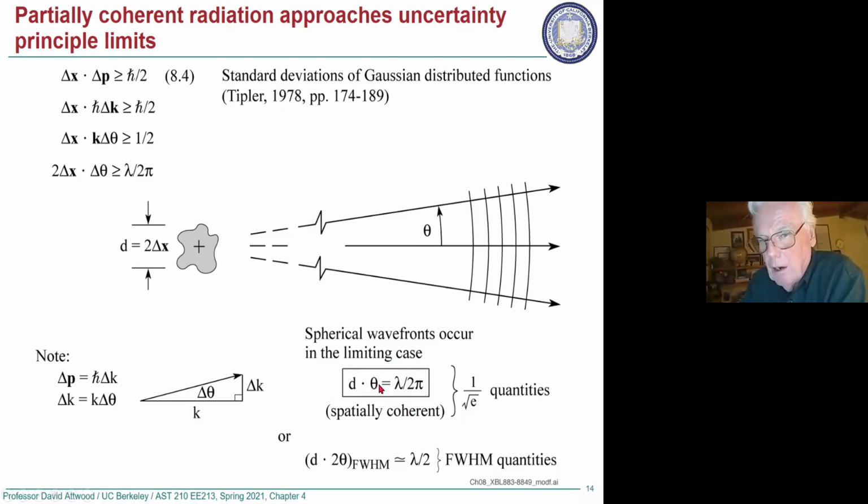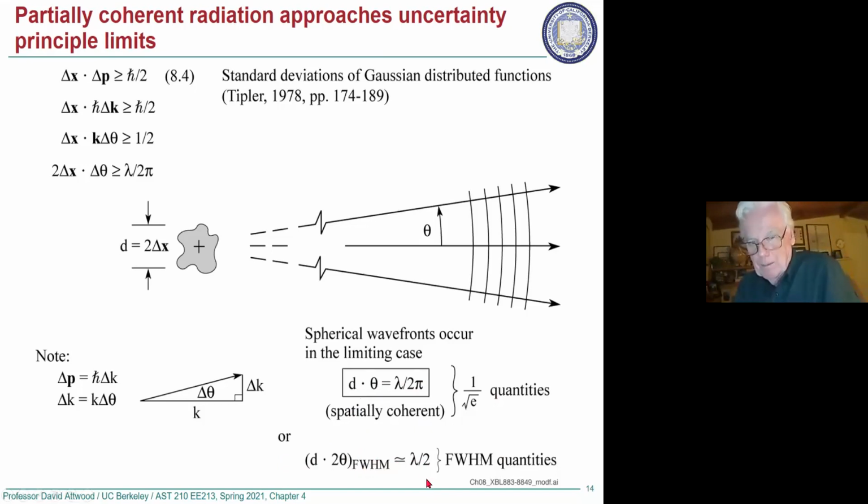It turns out that these are RMS quantities, which accelerator people like and coherence people like, but laser people and myself prefer to write them not in terms of RMS quantities, but full width at half maximum. So if this was a diameter of full width at half max, and this was 2 theta, not RMS, 2 theta full width at half max, for the Gaussian distribution this relationship would become d times 2 theta is roughly lambda over 2. It's easy to remember.